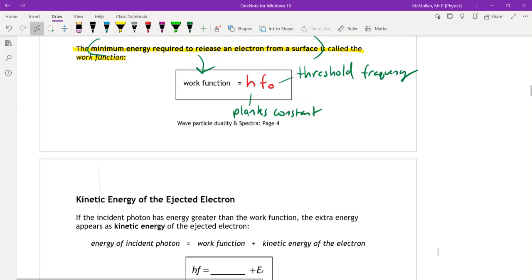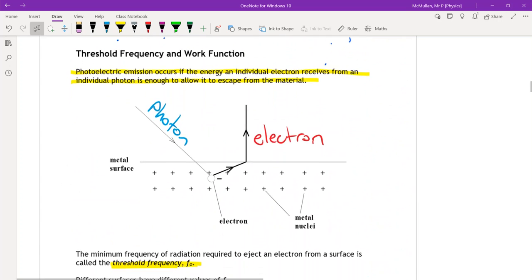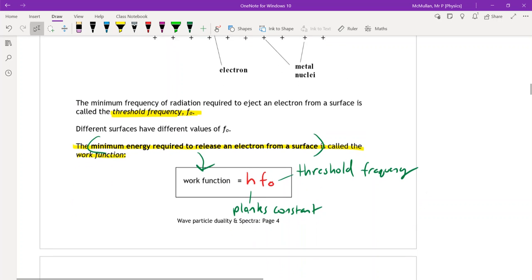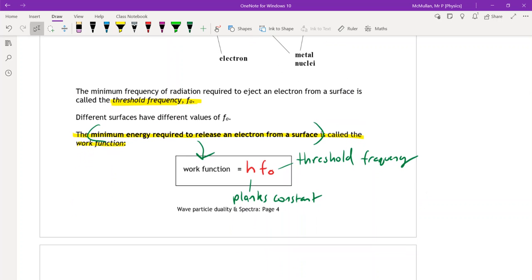Okay, so if a photon enters the metal with enough energy, then the electron can be released from the surface of the metal. The minimum energy required is equal to Planck's constant multiplied by this value, the threshold frequency. And every metal has a different threshold frequency and a different work function.